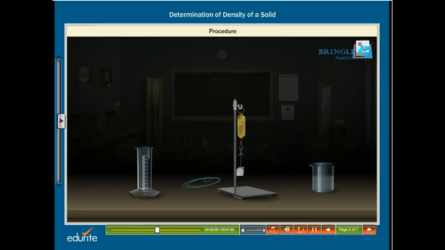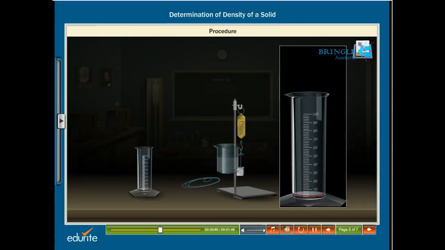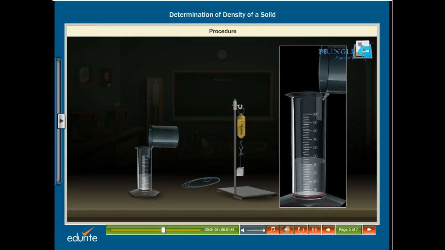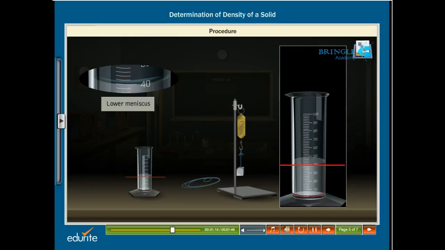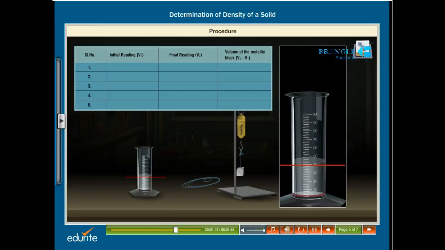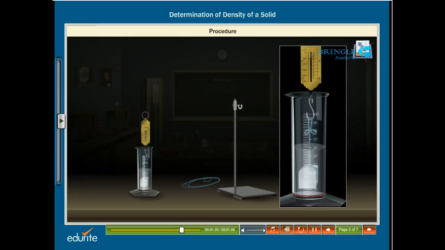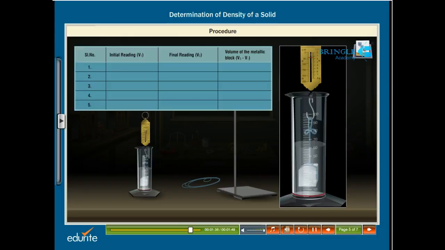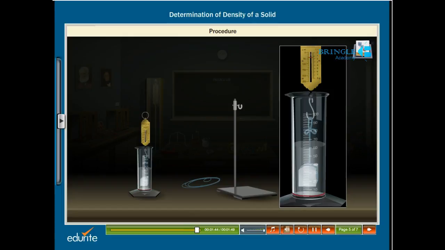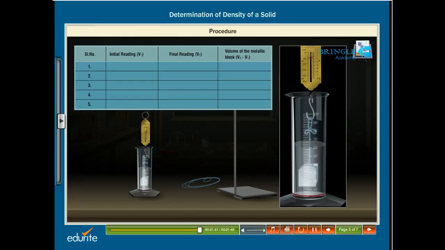Now, let's measure the volume of the metallic block. Take the graduated cylinder and pour some water into it. And note down the initial level of water in the cylinder. Take the reading V1 coinciding with the lower meniscus of water on the graduated cylinder and record your observation in a tabular form. Now, immerse the metallic block in water in the graduated cylinder. Observe that the level of water rises up in the cylinder. Note down the level of water V2 in the cylinder and record your observation in the table. Repeat the experiment 3 or more times and record your observations.